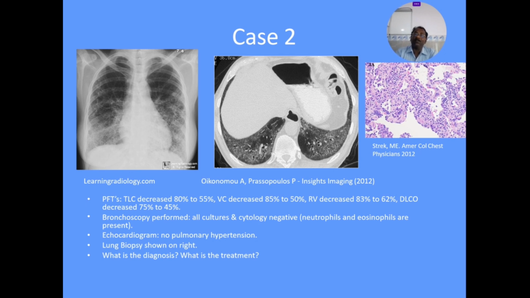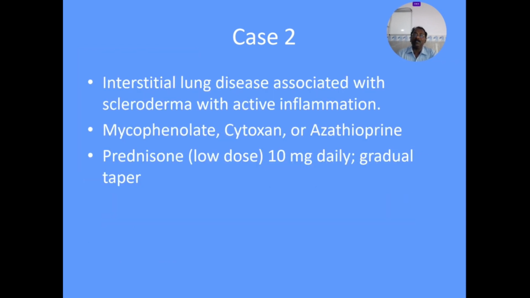What is the diagnosis? What is the treatment? See the HRCT in the center. Ground glass appearance. Honeycombing. That is your lung biopsy on the right side. So this case is ILD, interstitial lung disease associated with scleroderma with active inflammation. How can you say it is active inflammation? What is your CRP? Yes, good. The CRP is elevated here.